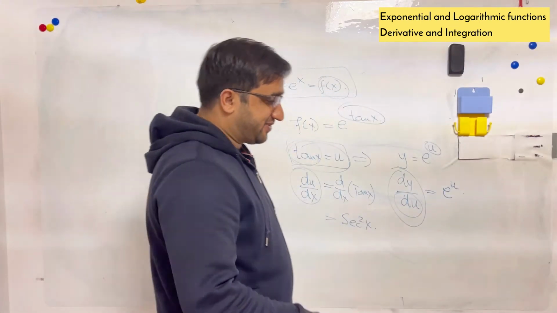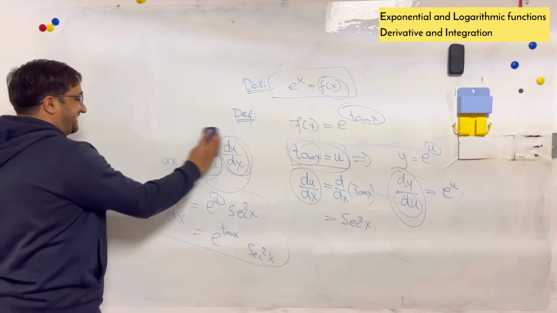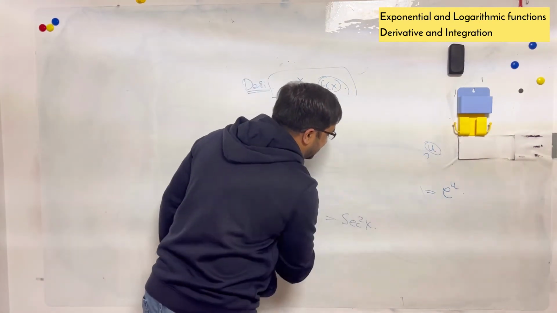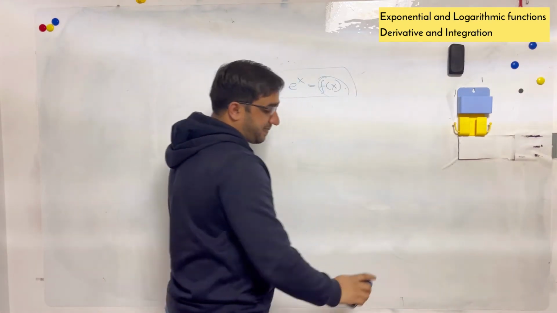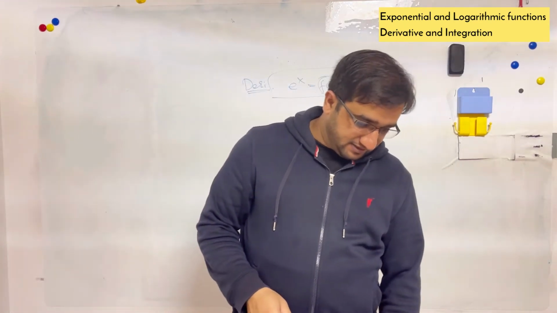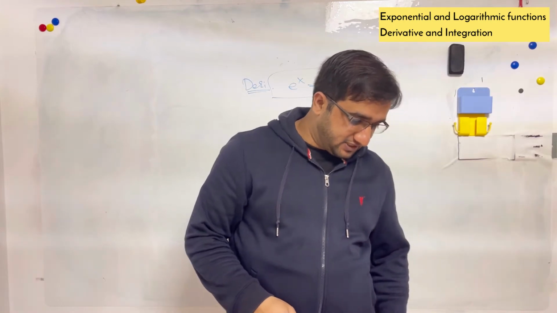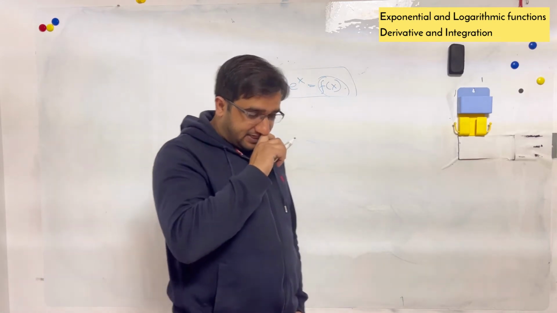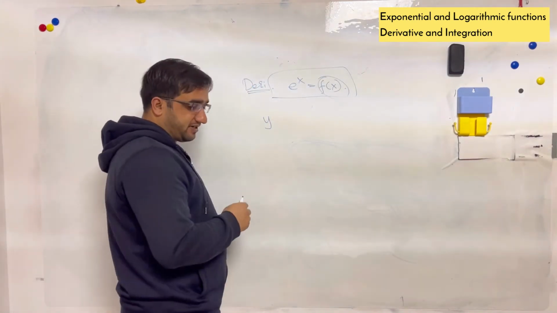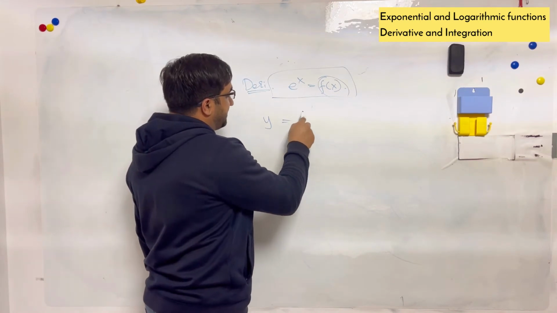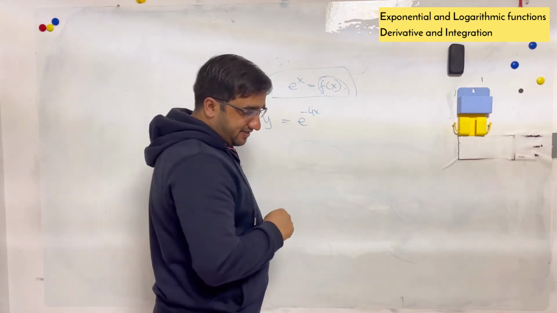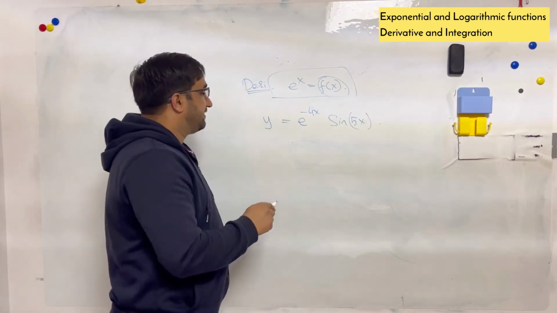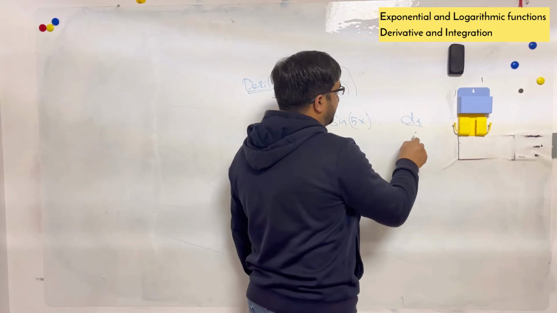Okay, now a question for you. You solve it for me. You can apply the same supposition or you can solve it directly. No need to apply that, and this derivative is just a recall from the previous semester. So e raised to the power minus 4x sine 5x. What will be the derivative? Means what will be the dy by dx?